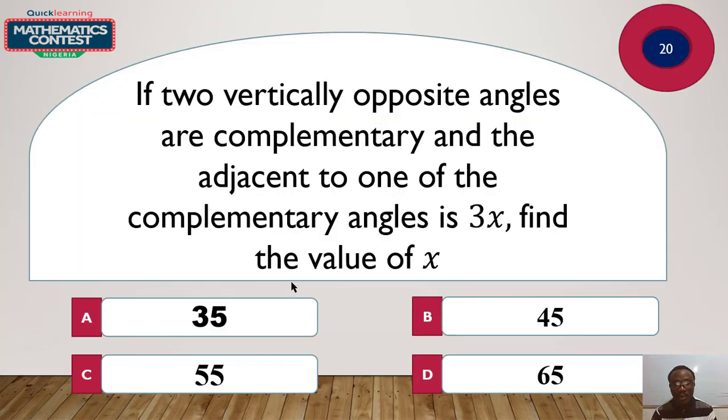Question 3. Now this question is actually sweet too. Now read it before your time starts. If two vertically opposite angles are complementary, and the adjacent to one of the complementary angles is 3x, find the value of x. And your time starts now. If you actually use your brain, you will get the answer.